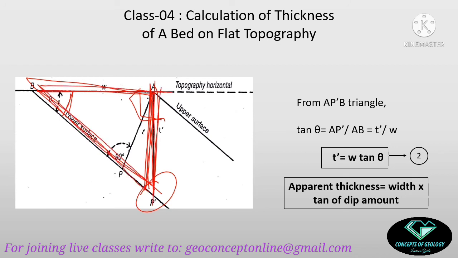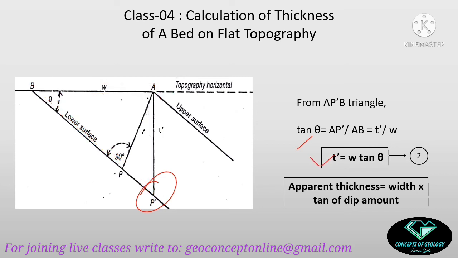So AP by AB, that means perpendicular by base, equals tan theta. So tan theta equals T dash by W. So clearly T dash equals W tan theta. This is the second equation. The apparent thickness of the bed equals the width of the outcrop into tan of the dip amount.